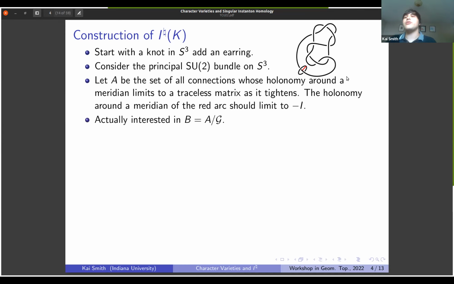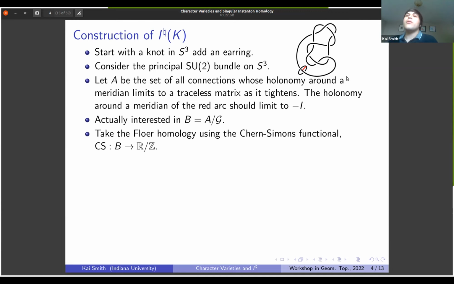And so what we're actually interested in is the space B, which is this space of all connections mod out by the action of the gauge group. And so we're going to study this knot by instead studying this infinite dimensional moduli space B. And the reason we added the earring is because without that, there's a trivial connection on the bundle, which doesn't play very nicely with taking this quotient. And so that'll make our moduli space very singular. And so one way to avoid that is adding this earring.